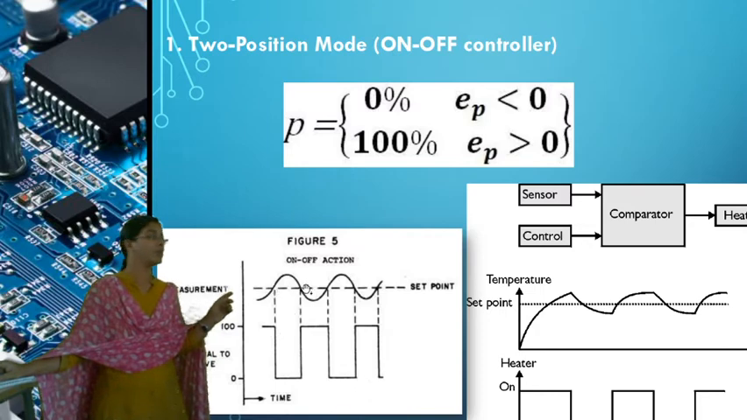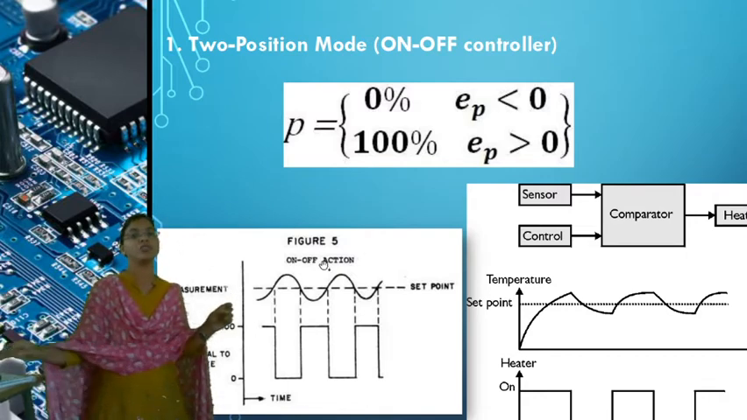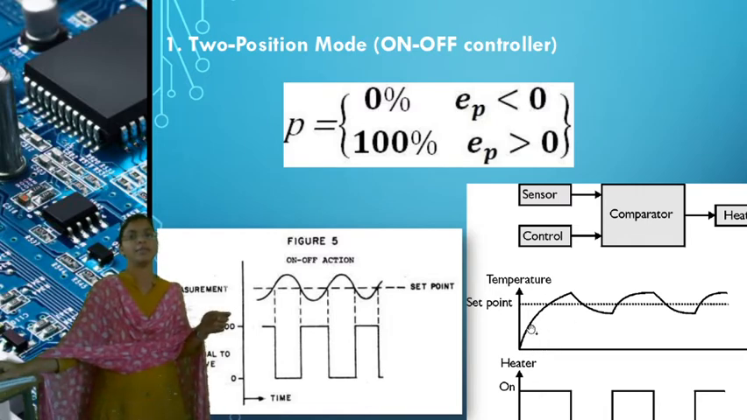Next, from here to here, the output is above the line, so EP value is less than 0 here. EP less than 0 means that should produce 0%. Again this is below the line, so that should produce 100%. And next again below the line, above the line, so it keeps alternating like that. This type of action can be done here for the two position controller mode. Here also you can see the same thing is repeated.